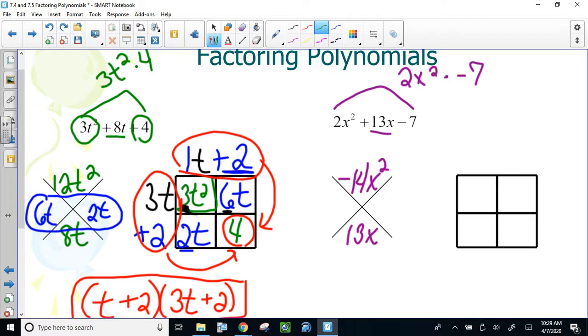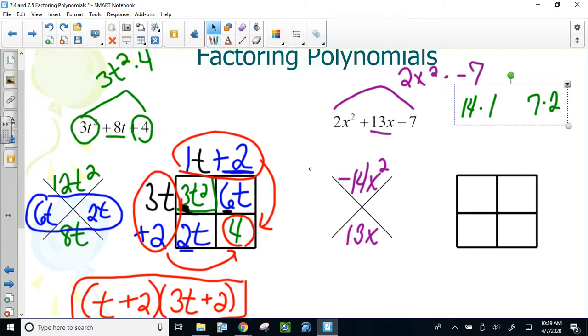So we want to know what multiplies to make negative 14 that could add to make 13. Well, 14 is kind of a smaller one. We could do 14 times 1, or we could do 7 times 2. Now, which one of these in combination could give us a 13 in some way, shape, or form? Well, 7 and 2, 7 plus 2 is 9, 7 minus 2 is 5, so there's no way that 7 and 2 are going to get us a 13.